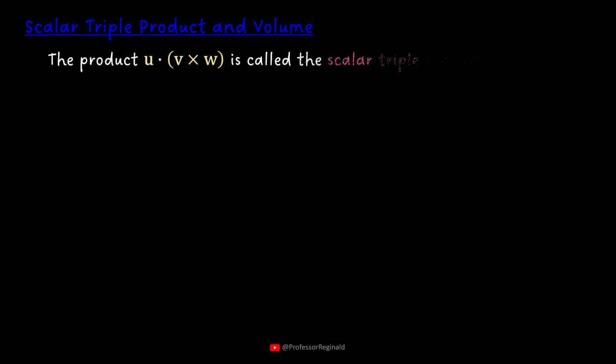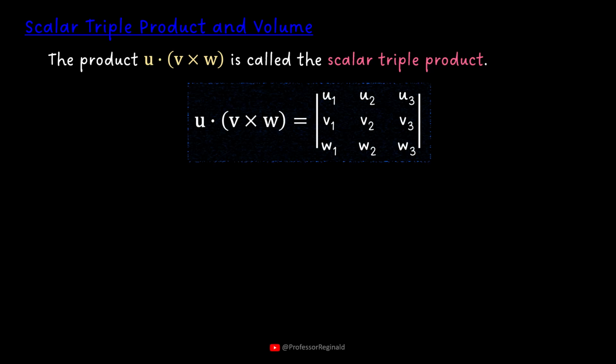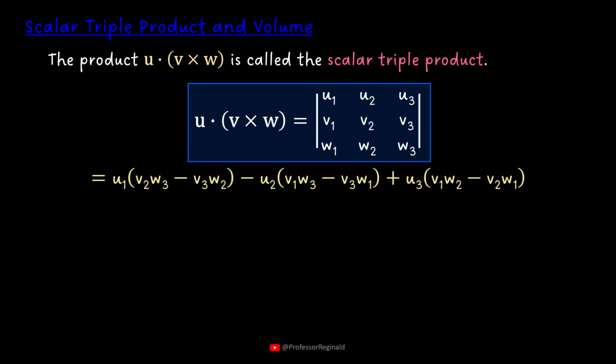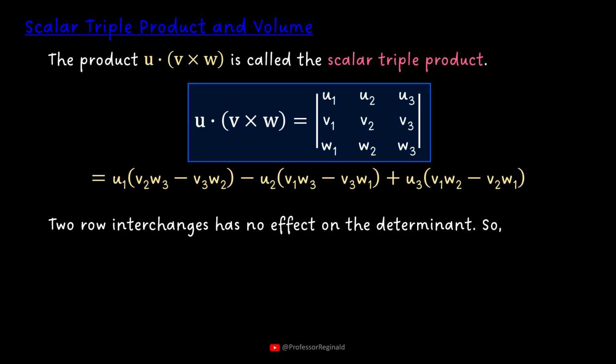Scalar triple product and volume. The dot product of u and the cross product of v and w is called the scalar triple product. Its value is determined by the following determinant, which can be written as the following expansion. Because two row interchanges have no effect on the determinant, the following scalar triple products have the same values.